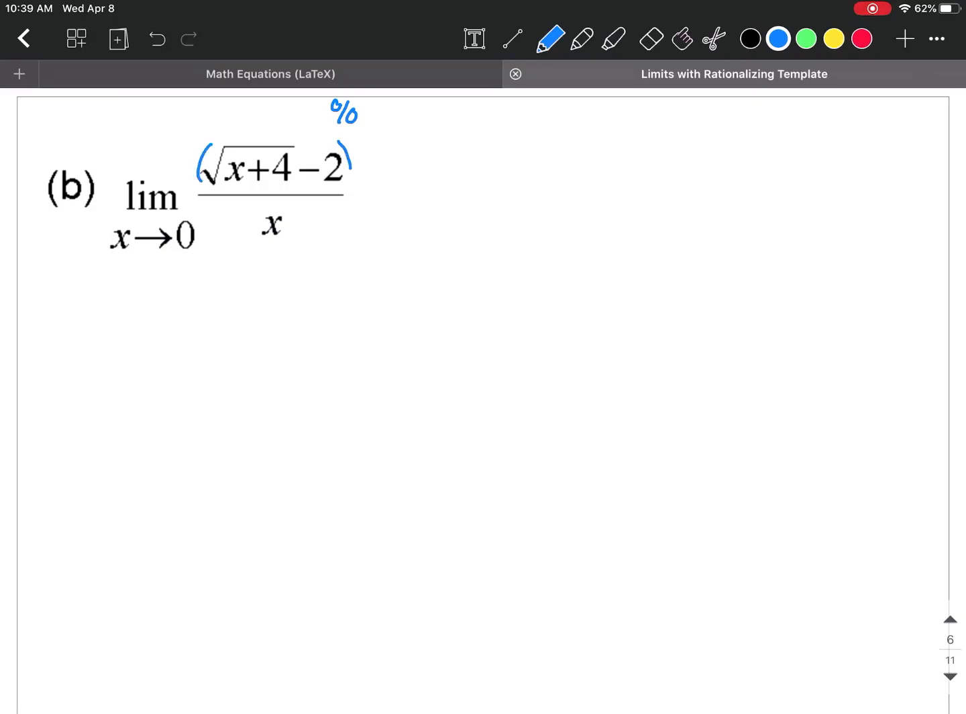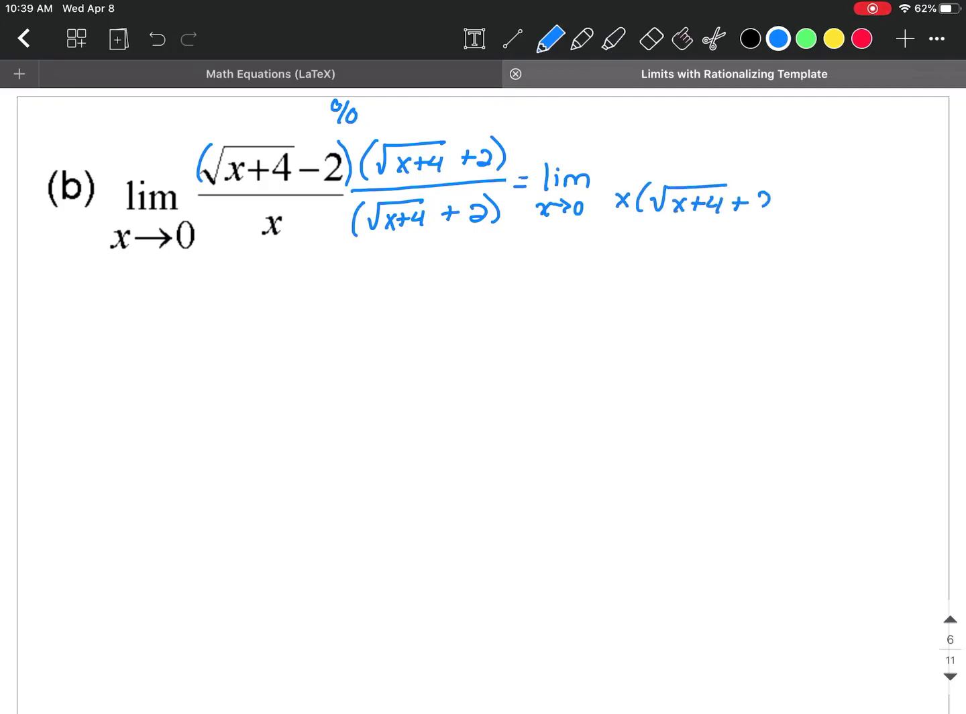So we're going to multiply by the conjugate, which is the square root of x plus 4 plus 2. And whatever we do to the top, we do to the bottom. So now I have the limit as x approaches 0. I'm going to keep my bottom, x times the quantity, the square root of x plus 4 plus 2. And in the top, square root of x plus 4 times square root of x plus 4 is x plus 4. And when I multiply these two terms and these two terms, they're going to add to 0. And negative 2 times positive 2 is negative 4.